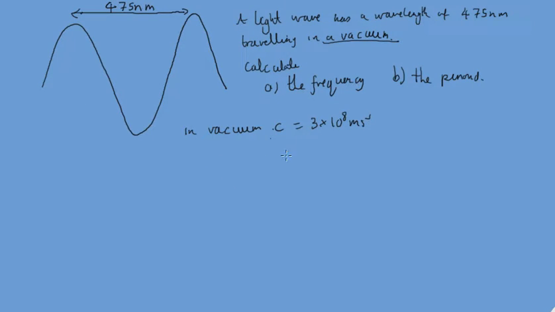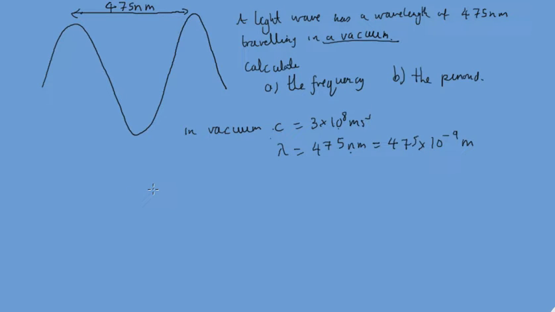So the speed of light is that, and we want to know the frequency. We know the wavelength lambda is 475 nanometers. Now nano is times 10 to the minus 9, so that's important to remember, because when you're doing calculations using light, you're using nanometers all the time. So nano is to the minus 9 meters.